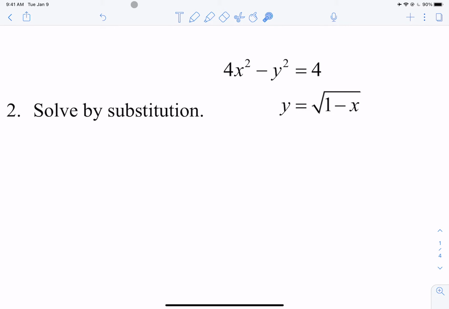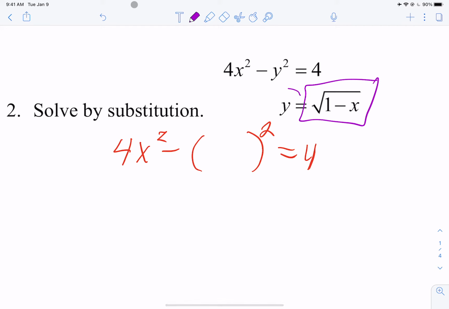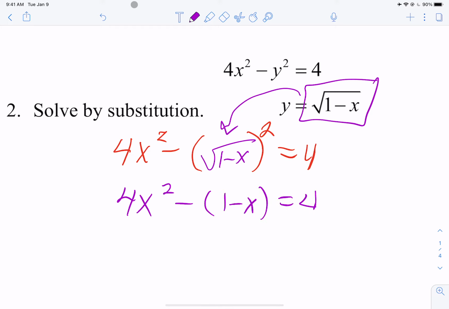So what do we do? Well, this one is a definite good substitution. Substitution is what you're going to use quite often for these ones. So I'm going to take my y out and in parentheses put in the square root of 1 minus x. So let's do that. So we get 4x squared minus that value squared is equal to 4. That's what's going to go right inside there. Now the square root of 1 minus x, when we square it, the square root pops off. But be careful, there's still a negative out there, so I'm going to use parentheses so that I don't mess that up. And so I'm going to get 4x squared minus (1 minus x) equals 4.